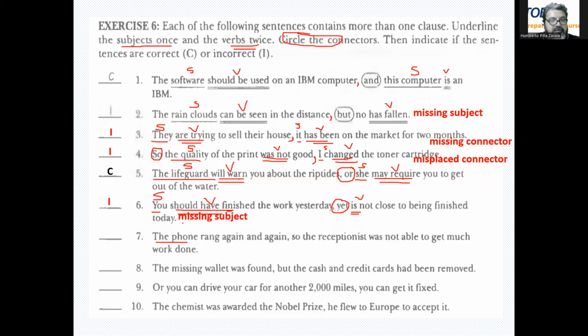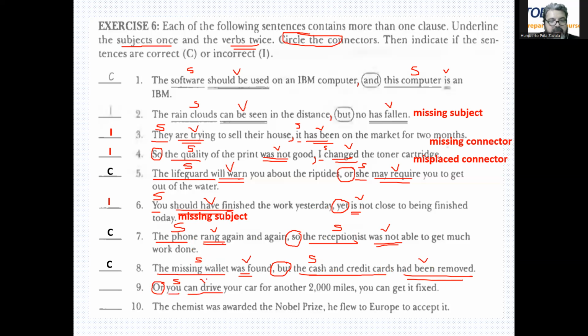Okay, the phone rang again and again. So the receptionist was not able to get much work done. Subject, verb, connector, subject, verb. Everything is fine. The missing wallet was found, but the cash and credit cards have been removed, right? The cash and credit card subject have been removed. So subject, verb, connector, subject, verb. Very good.